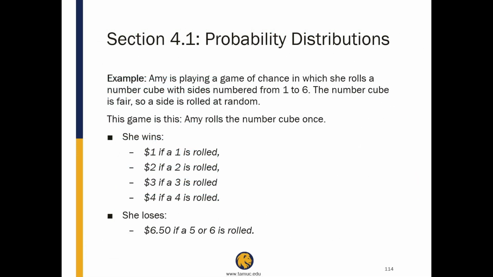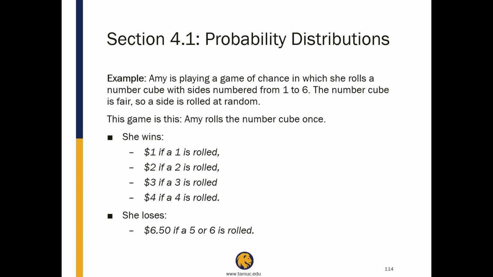Here's another example where we'll do expected value. The game being played here is with a dice. So the standard 6-sided dice, numbers 1 to 6. And the game works this way. $1 is won for a 1. $2 is won for a 2, $3 for a 3, $4 for a 4. However, losing happens when a 5 or a 6 is rolled, and the loss is $6.50.